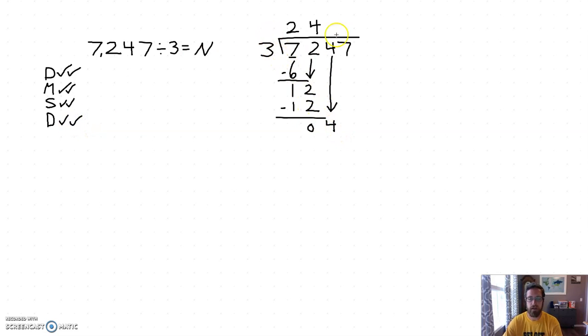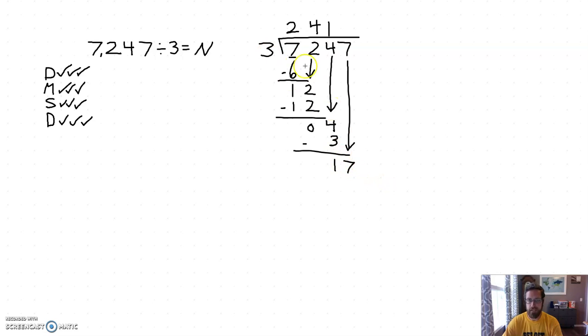What's 4 divided by 3? Well, 3 goes into 4 one time. Great, I divided. Now I'm going to multiply. 1 times 3 is 3. Great, I multiplied. Now I'm going to subtract. 4 minus 3 is 1. Great. And do I have anything left to drop? Yep, I have a 7. And drop that. And now I do it all over again.